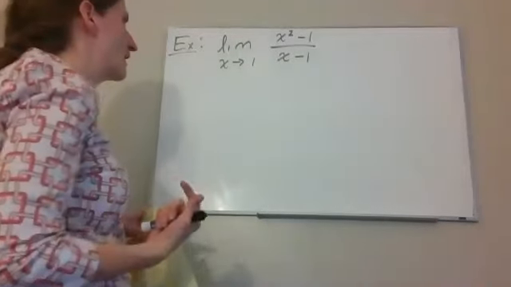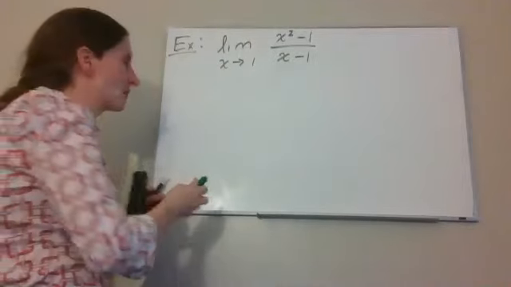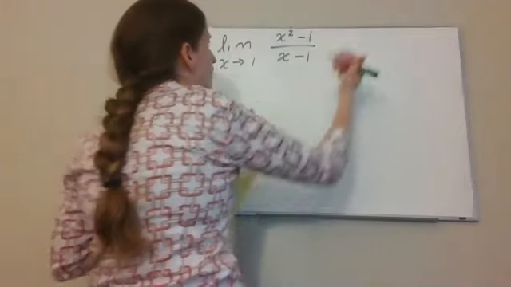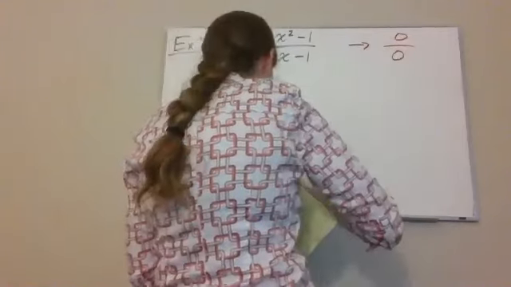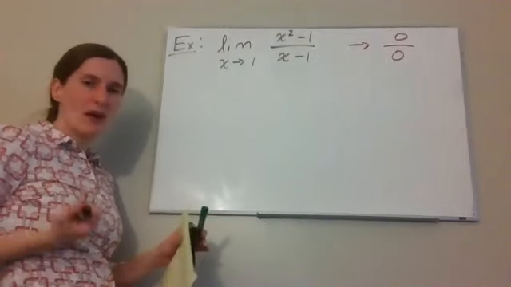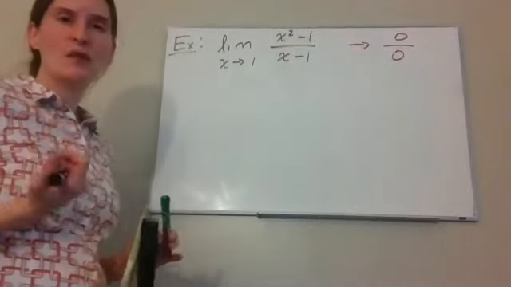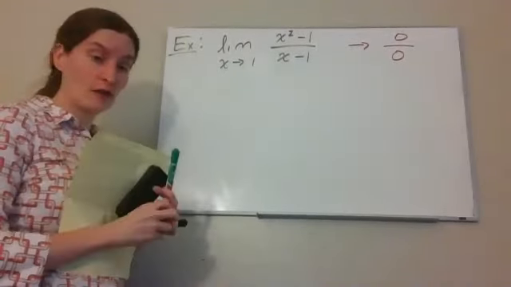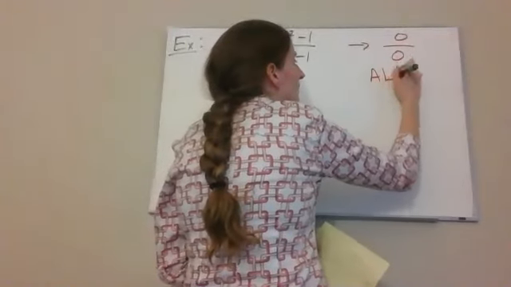So what would happen if I were to plug this 1 in? If I were to plug the 1 in, we would get on top 1 squared minus 1, which is 0. And on the bottom, I get 1 minus 1, which is 0. And that's a problem. We don't want to have division by 0. We have no idea what 0 over 0 is. It's an indeterminate form. So we need to do something different to calculate this limit. Anytime you get a 0 over 0 situation, that should be a big cue to you to use algebra.